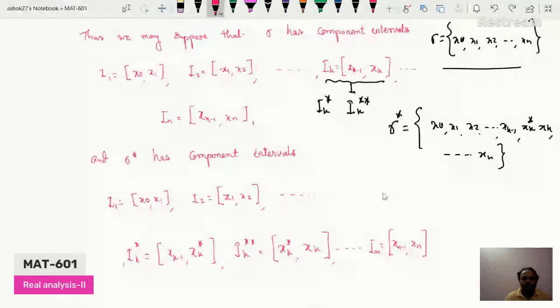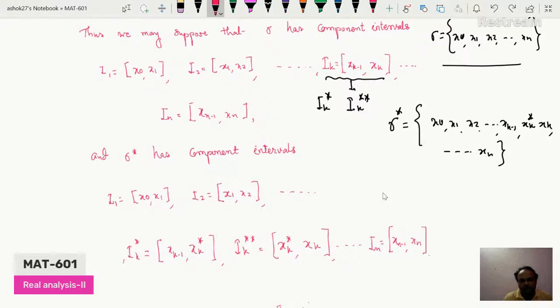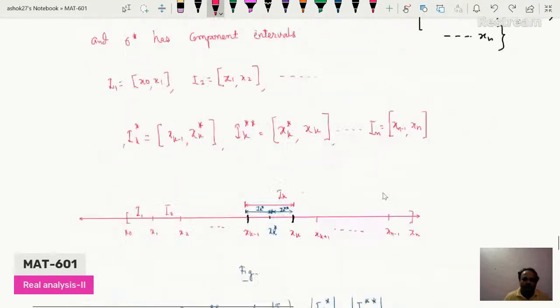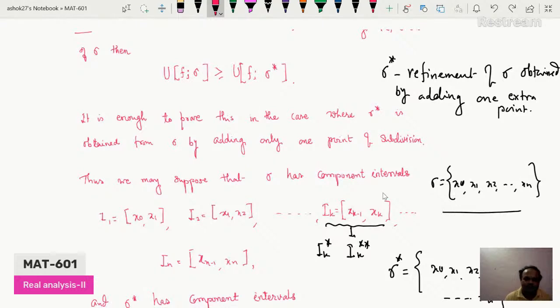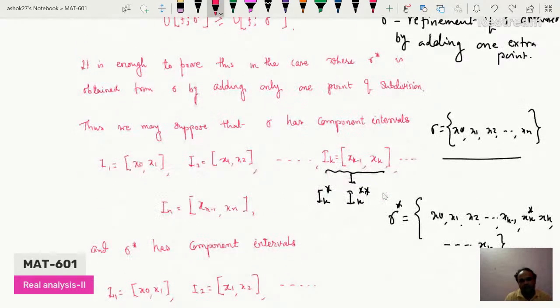We used the definition of refinement. We add one single point in the original subdivision and we obtain its refinement. And for refinement, we obtain a result, that is, upper sum decreases, meaning if we increase the number of points in the subdivision, then the corresponding upper sum decreases and lower sum increases. So if we refine the original subdivision, then upper sum decreases and lower sum increases.